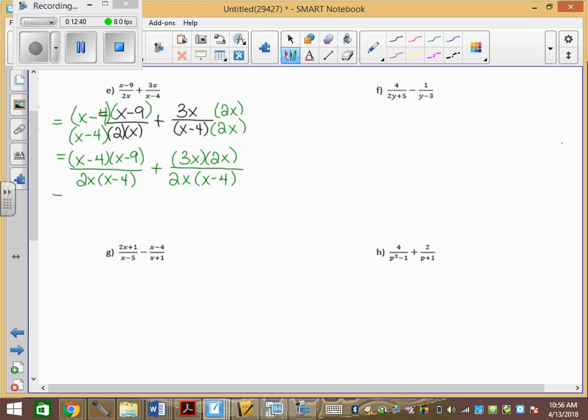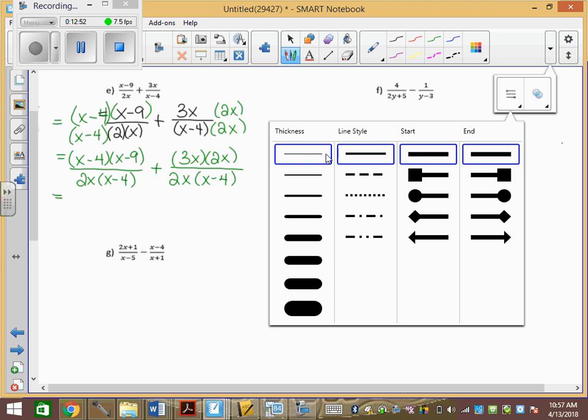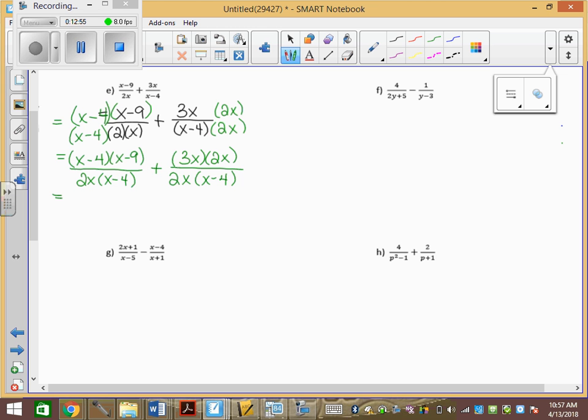Okay, let's distribute the tops. This is FOILing. Remember, first, outer, inner, last, binomial times binomial? So you have to do the first terms together first. I'm going to use a different color. So we do x times x, which is x squared, x times -9, so the outside terms, -9x. Then the inside terms, -4 times x, -4x. And then the last terms, -4 times -9, positive 36 over 2x, x minus 4.